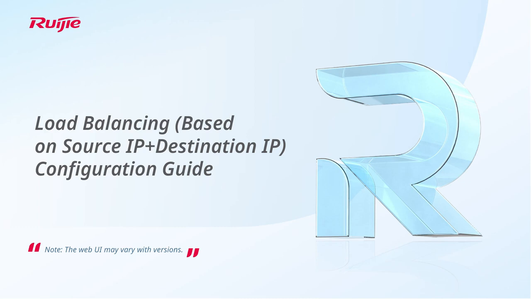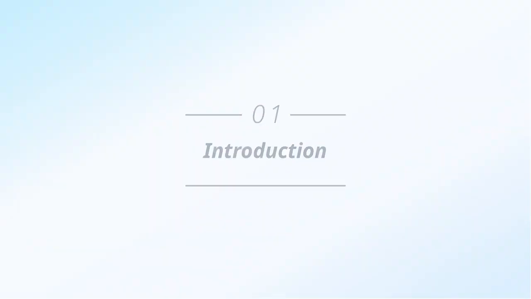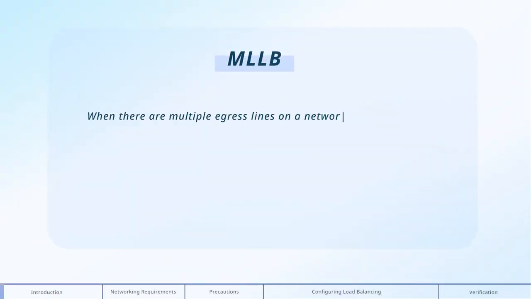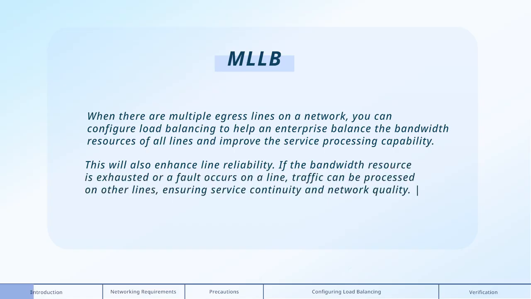This video demonstrates how to configure egress load balancing and view the configuration result on the device in a multi-line scenario. When there are multiple egress lines on a network, you can configure load balancing to help an enterprise balance the bandwidth resources of all lines and improve the service processing capability. This will also enhance line reliability.